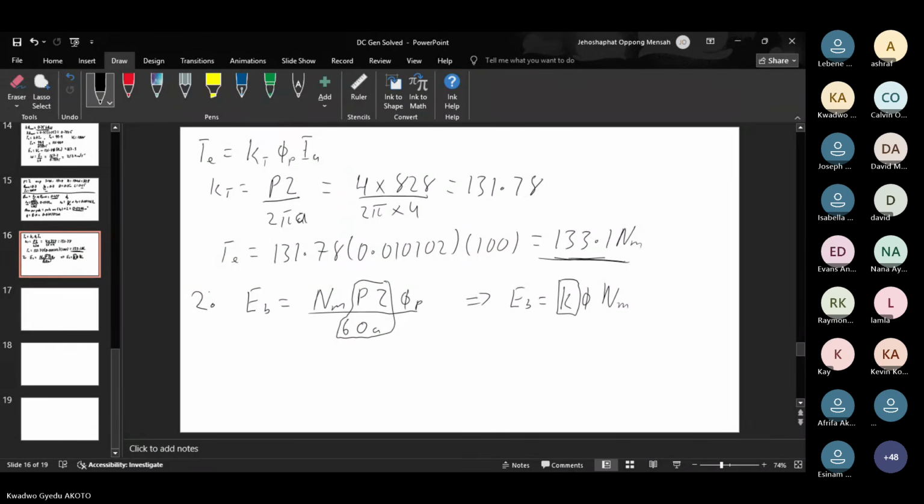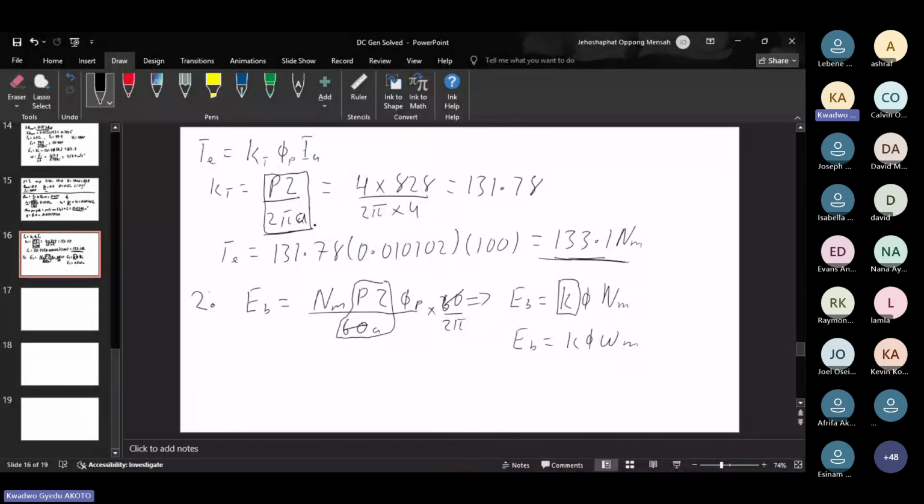And we also know that EB is equal to K phi omega M, right? This is the actual equation. So to change this to omega M, it will just be times 2 times 60 on 2 pi, right? So this 60 will cancel this 60, making it on 2 pi. That is why for this one, we have it as PZ on 2 pi A.